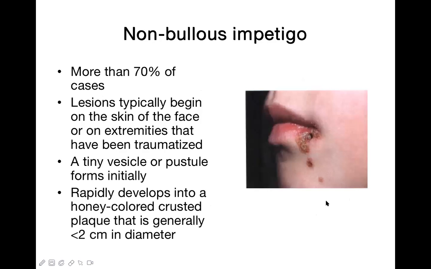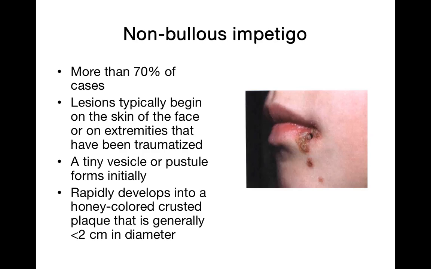Now regarding non-bullous impetigo, you can see the picture here. More than 70% of the cases are non-bullous impetigo, so this is more common than the bullous variety. In this case, the lesions typically begin on the skin of the face or on extremities that have been traumatized. On healthy skin also it can start. In the beginning, a tiny vesicle or pustule is formed. A vesicle means a small blister less than 5 millimeters in size which has clear fluid inside, and a pustule is the same description but with pus inside.